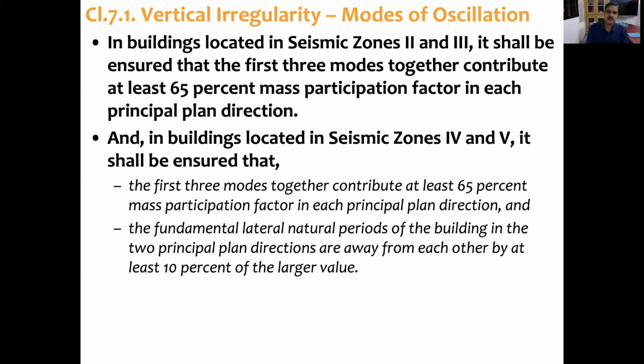Suppose the first natural period in the x direction is some value, Tx1. Then Ty1 should be at least 10% away from that. So then this is the correction. This irregular modes of oscillation will not be there in such a case.